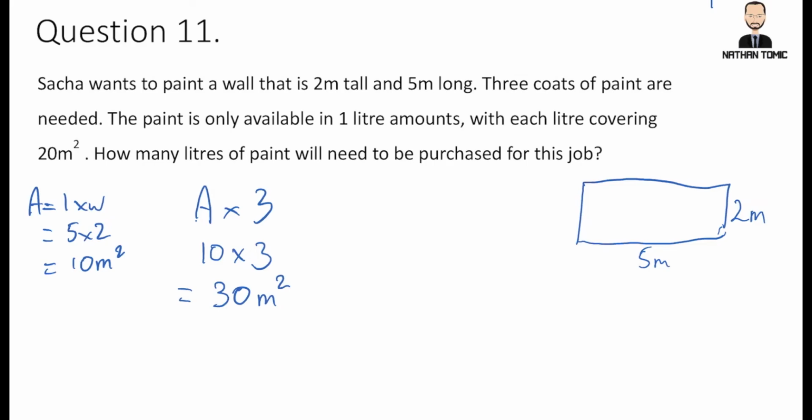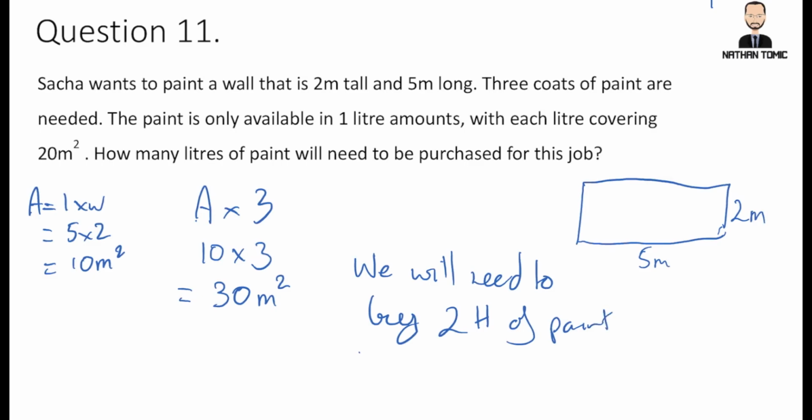So we can say that we will need to buy 2 litres of paint to cover the 30 metres squared, something like that.